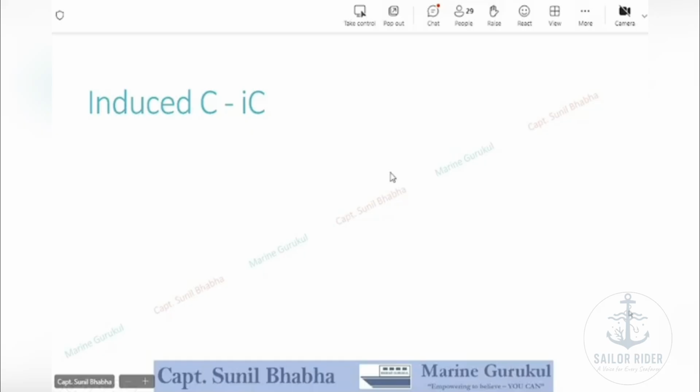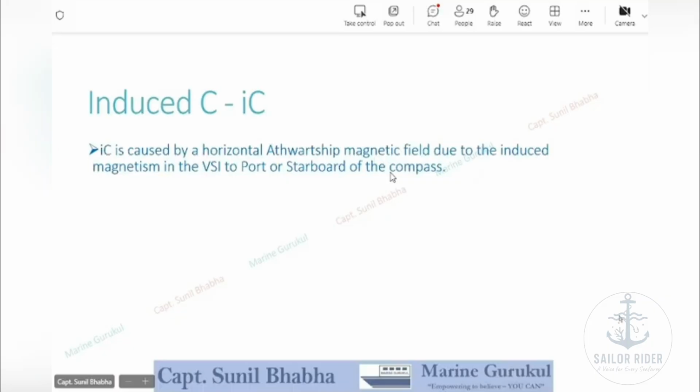Let's now move on to the second component of coefficient C, coefficient Charlie, which is induced C, in short known as IC. IC or induced C is caused by a horizontal Athwartship magnetic field due to the induced magnetism in the vertical soft iron to port or to starboard of the compass location.